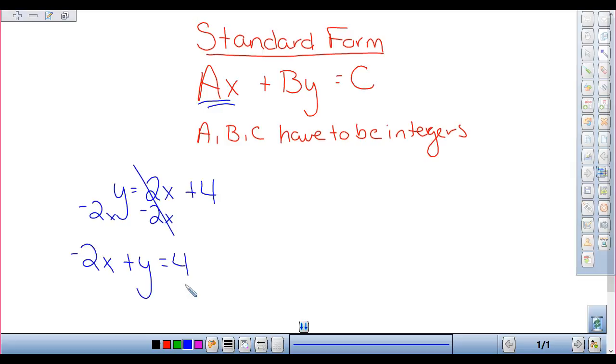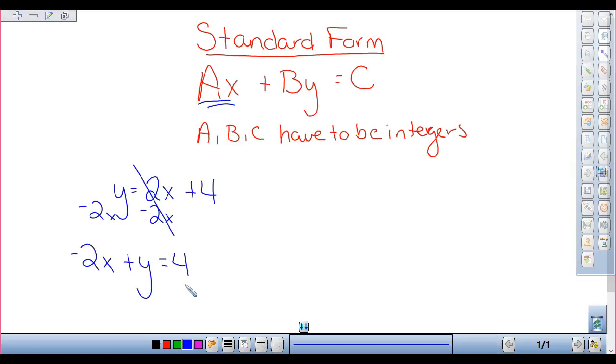Okay, my a would be, no, it doesn't have anything to do with slope. My a, what number is my a? Negative 2. What's my b? 1, because there's that imaginary 1. And what's my c? 4.